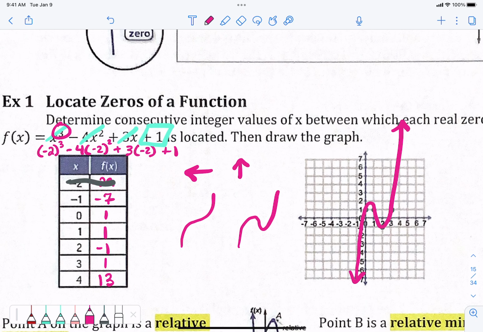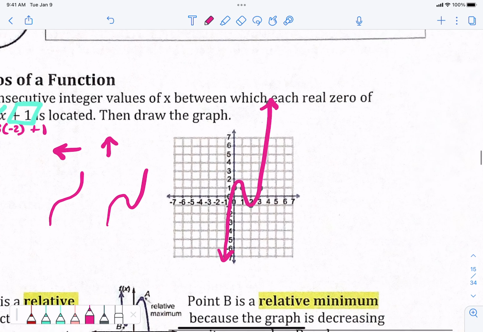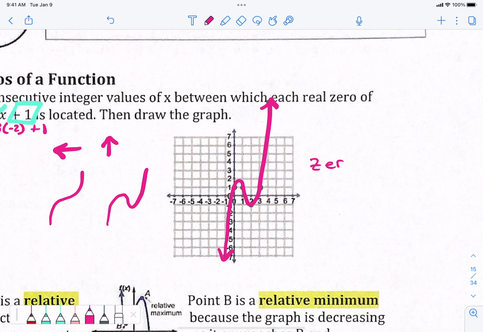So it should be like this. Yep, just like that. So this is what your function should look like, right? Something of that nature. Now the last thing we have to do is list the zeros.